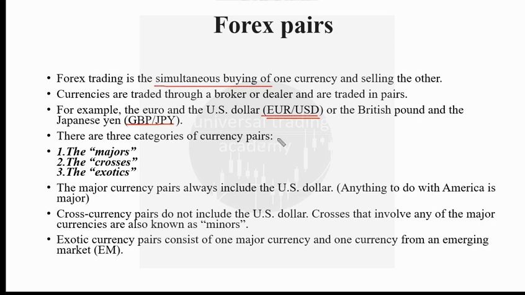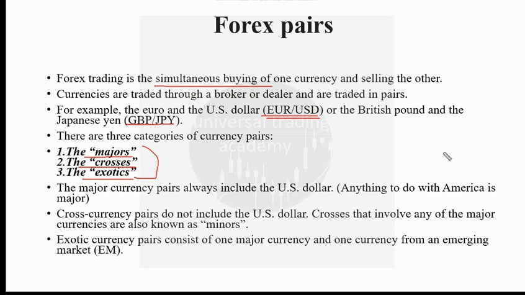Now, these pairs fall into three main groups. They are further categorized into three main groups. The main groups that any forex pair can fall into are as follows: the majors, which are the major currency pairs, the cross currency pairs, and the exotic currency pairs. Now we are going to look deeper into each group and see what the main characteristics of each group of these currency pairs are.